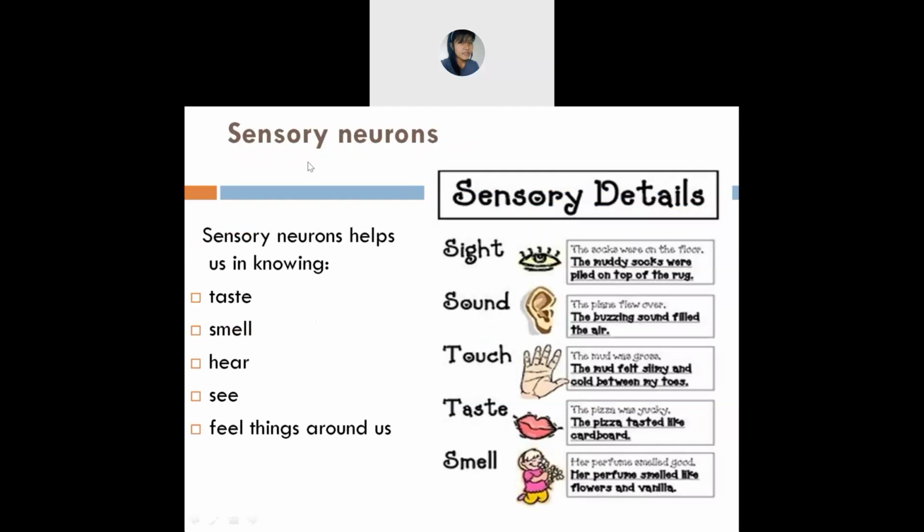Now let us discuss the sensory neurons. From the name itself, sensory, you can sense something. The sensory neurons help in tasting things, smelling, hearing, seeing, and also feeling the things around you. So these are the sensory neurons.